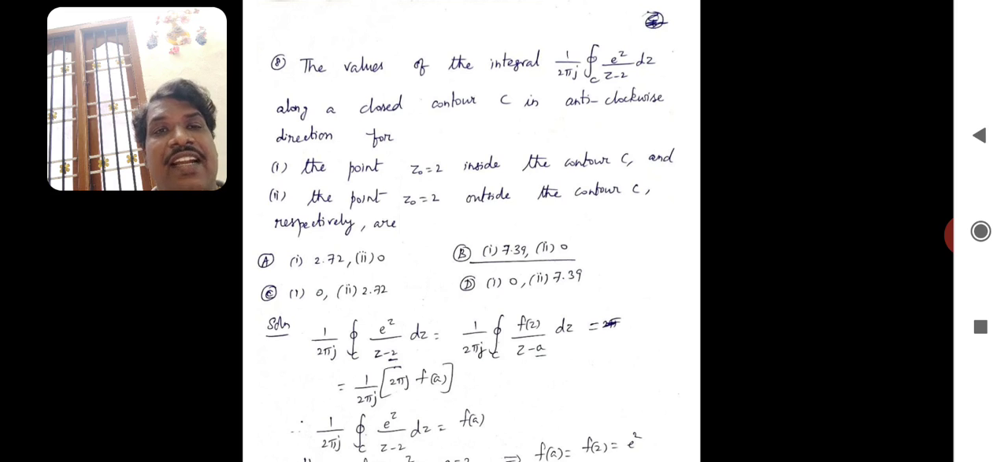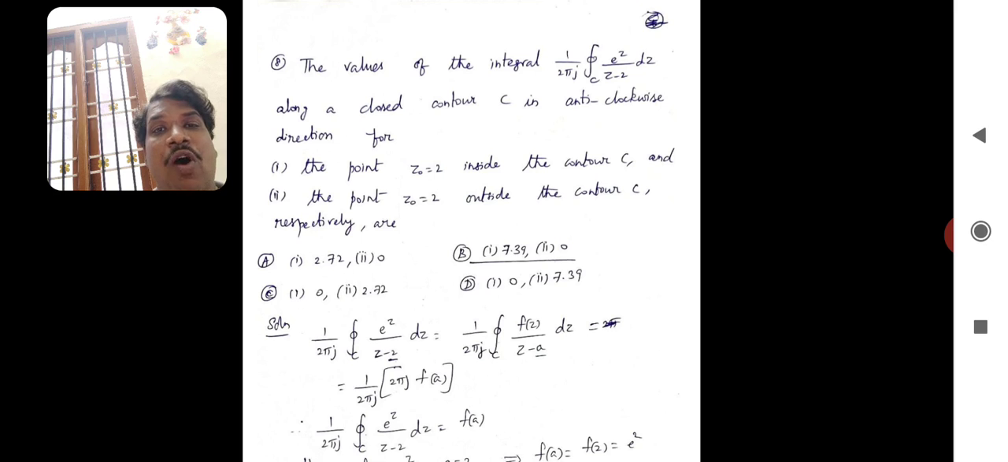One thing is very clear by looking at the integration: the only singular point is z0 equals 2. So if that point lies outside, the answer for the integration will be 0. Because if the singular point lies outside C, the function inside the integration is an analytic function. Therefore, by Cauchy's integral theorem, the answer for the integration is 0. So for the second case, the answer is 0.